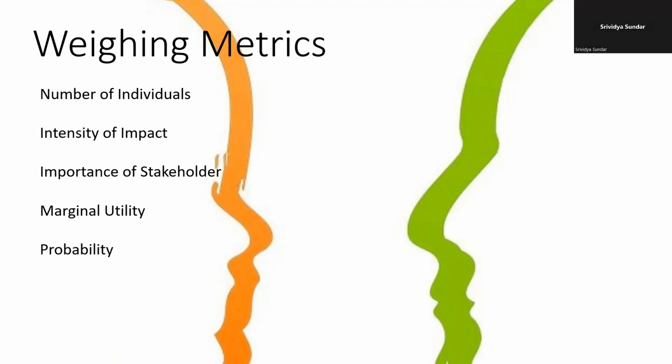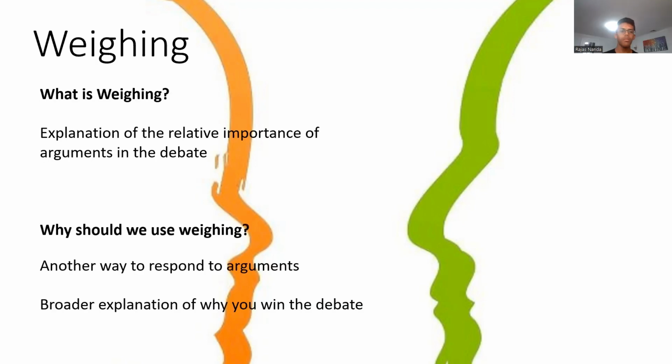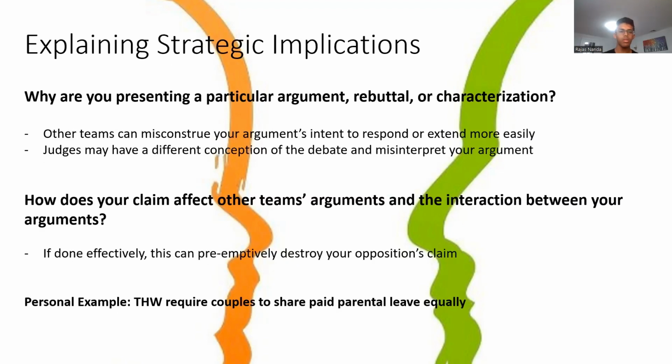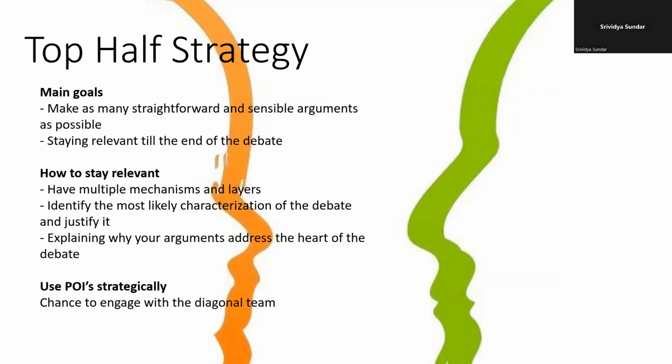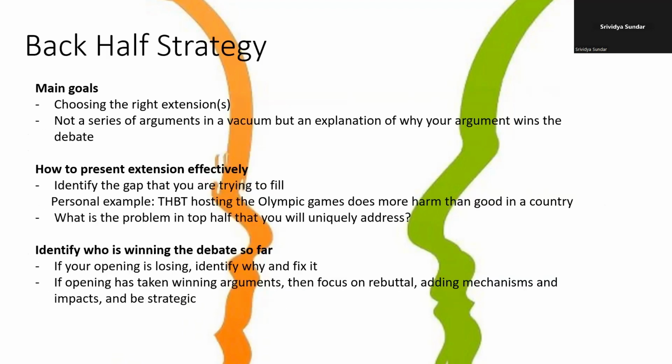Actually, I had a question on one of the previous slides. You said if the opening team is winning, then it would be really strategic if you focus on rebuilding, and you can also add mechanisms and impacts. So, adding mechanism and impact will be to the points that were set by the opening, or you have to form new points which might not be that important, but just add mechanisms and impacts. So you can do either of those options.